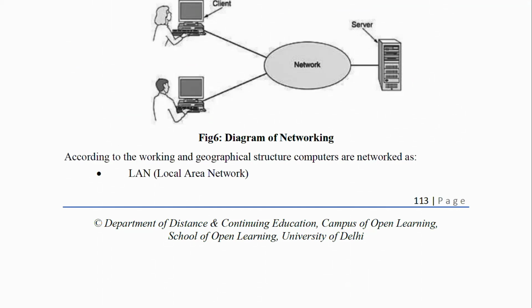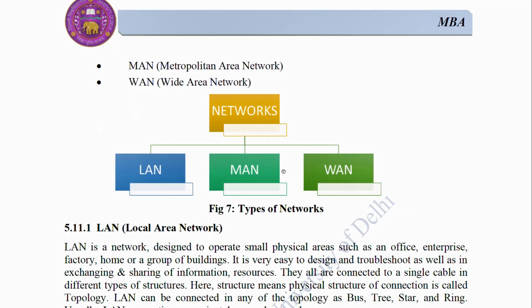According to the working and geographical structure, computers are networked as: 1. LAN, that means local area network. Next is MAN, that means metropolitan area network. Last is WAN, that means wide area network. Figure 7 represents the types of networks.